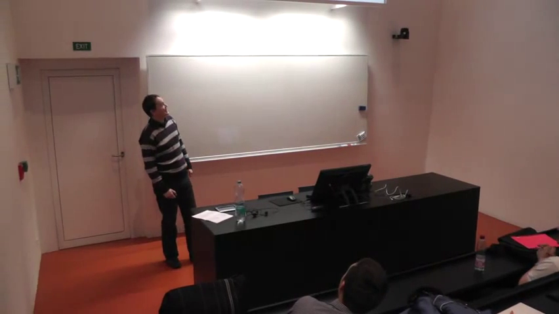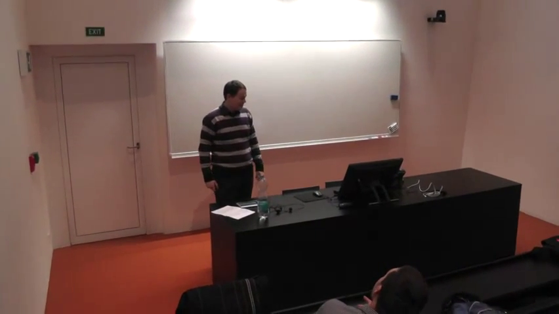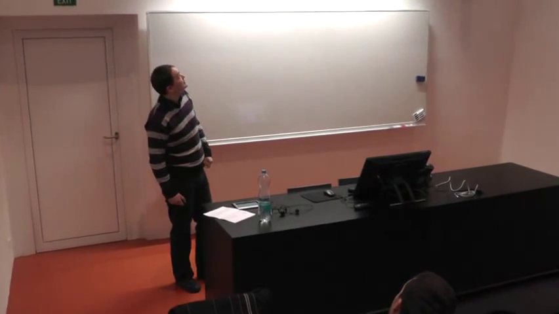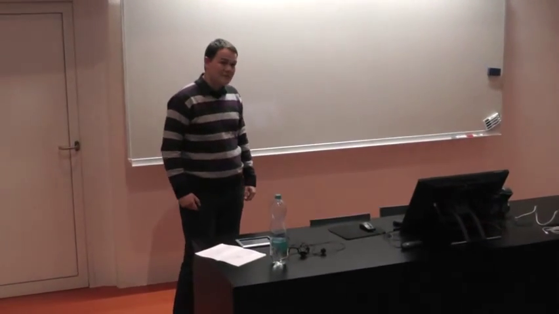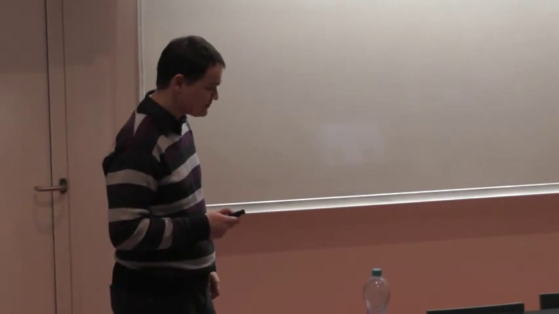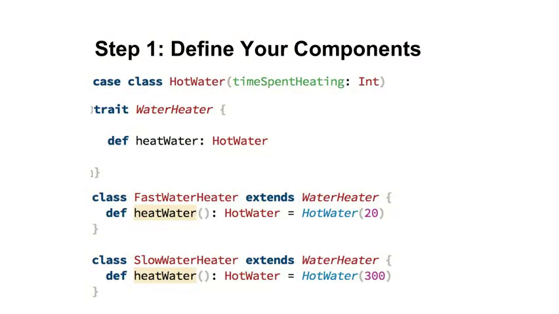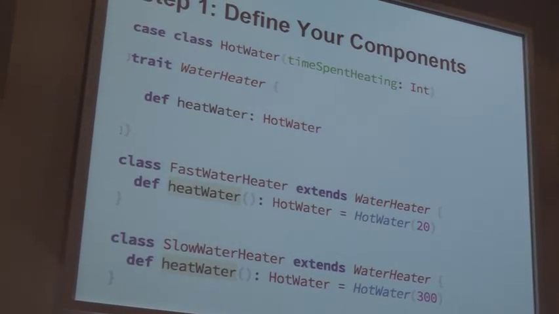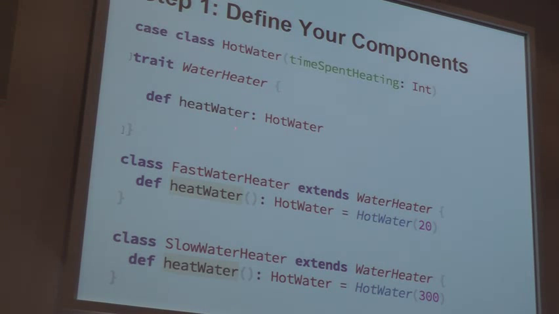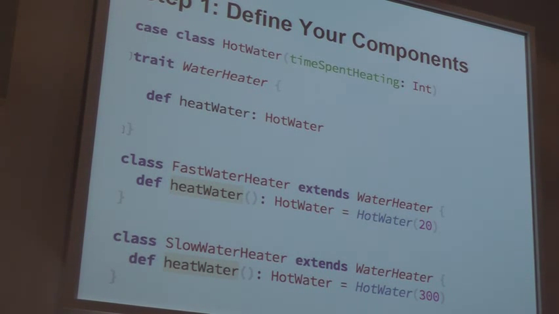So, back to SubCut. SubCut is written in Scala, as I said, which makes it very nice for using. It is a binding DSL, and it uses Scala's implicits to cut down boilerplate, so you don't have to write so much code. There are 4 steps you need to do in order to use SubCut. Step 1 is defining your components. So on this slide, you can see your component, which is water heater, and it produces hot water. And there are 2 implementations of water heater, fast and slow.